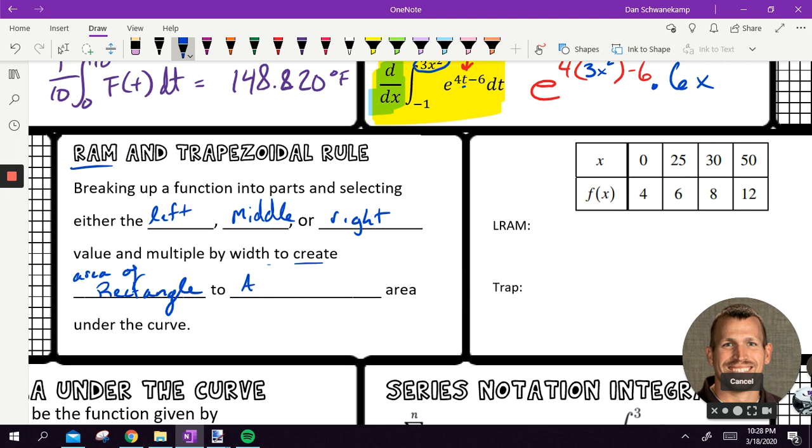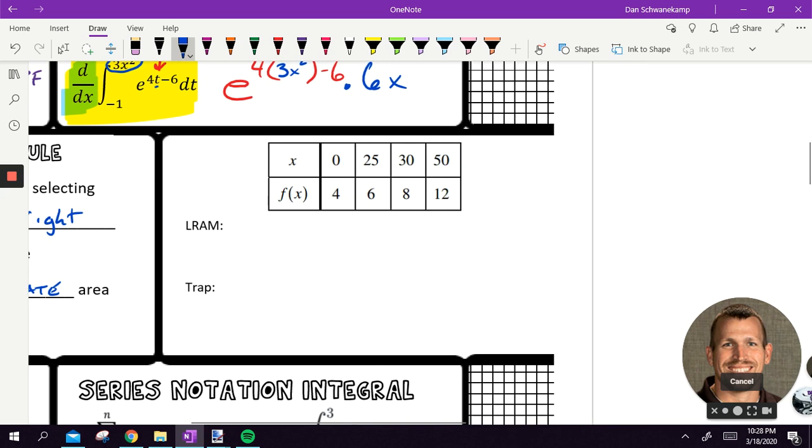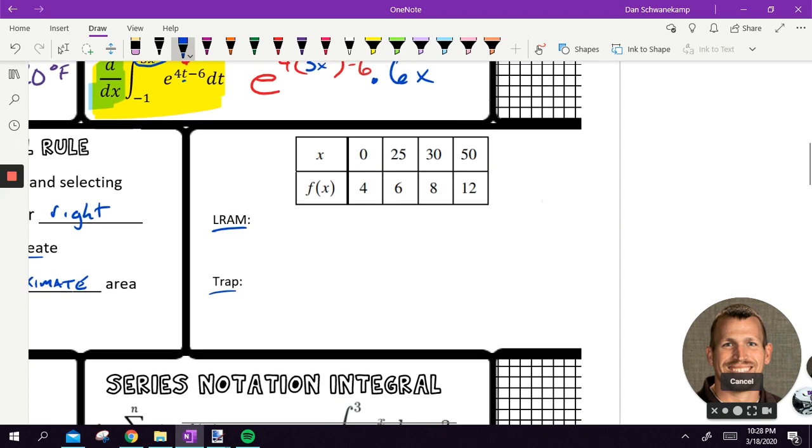To approximate the area under the curve. That's what we were doing with this. We did this a lot of different ways. We could do LRAM, we could do trapezoidal. They might be split up evenly, they might not. So this one is not. And so if I'm doing LRAM, and I wanted to figure out what the area under the curve was from 0 to 50 of whatever this function is, of f of x.